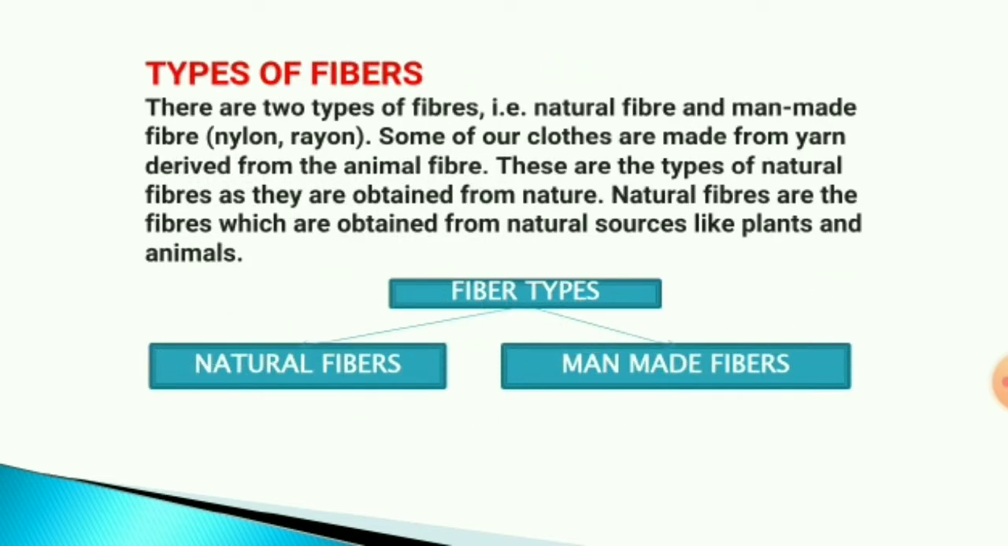Types of fibers. There are two types of fibers, natural fibers and man-made fibers, for example nylon and rayon. Some of our clothes are made from yarn derived from animal fiber. These are types of natural fibers as they are obtained from nature. Natural fibers are the fibers which are obtained from natural sources like plants and animals.